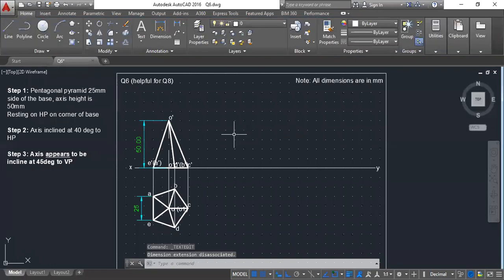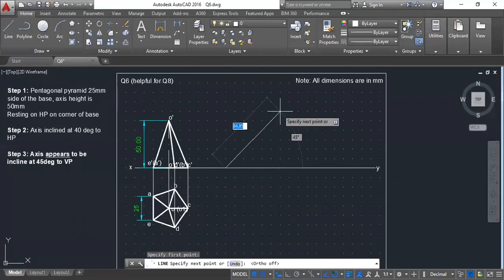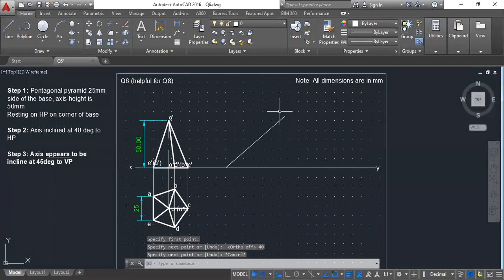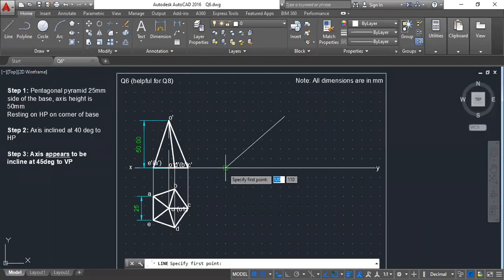Okay, so the next thing, once we are done with step one, is that the axis is inclined at 40 degrees to HP. Yesterday I told you, when the axis is inclined at 40 degrees to HP, the base will be inclined at 90 minus 40. If the axis is like this, inclined at 40 degrees, the base will be inclined at 90 minus 40 degrees. Now what is 90 minus 40? It should be 50 degrees.